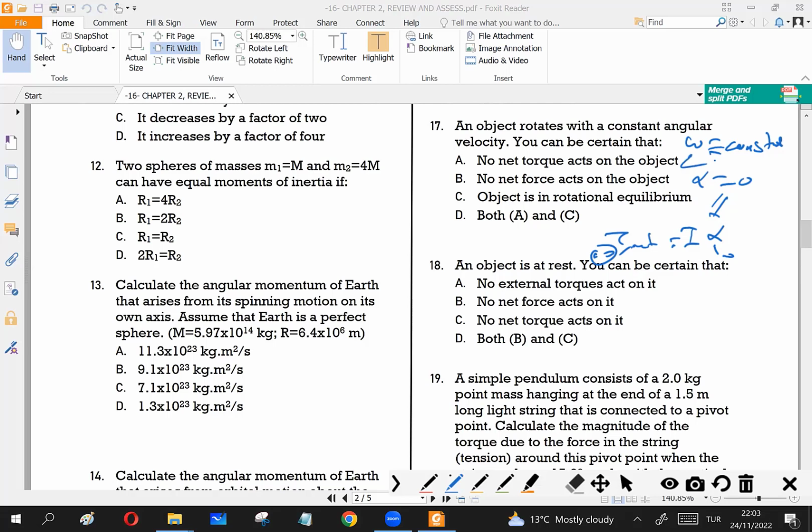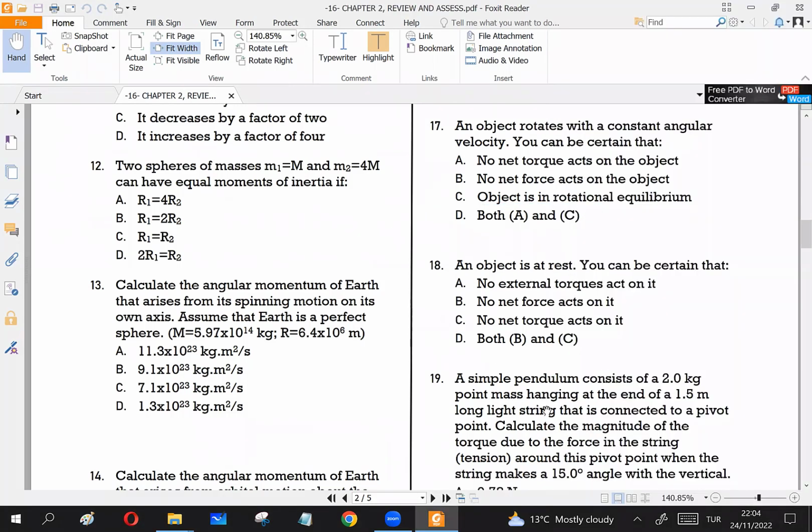No net force acts on the object. How do we know it? Maybe there are two forces which produce oppositely directed torques. Net torque can be 0, so we cannot be sure about this. About B, we are not sure. Object is in rotational equilibrium. This is correct. Why? Because alpha is 0. If angular acceleration is 0, rotational equilibrium. If linear acceleration is 0, translational equilibrium. Alpha is 0 in here, so we can say that C is also correct. So A is correct, C is correct. So D, both A and C are correct in this question.